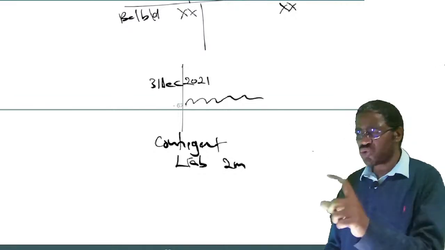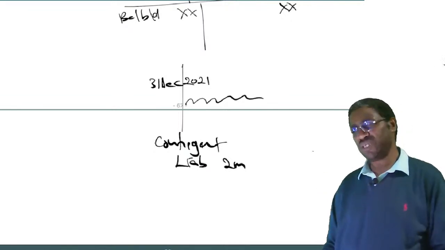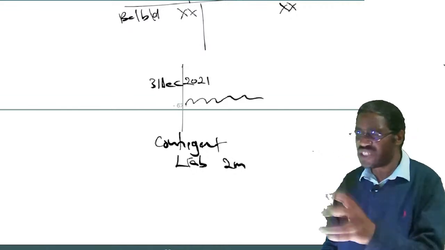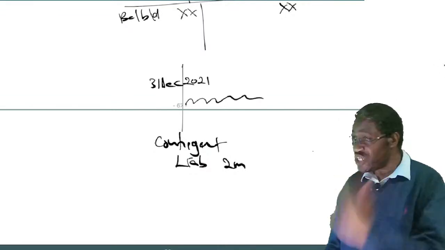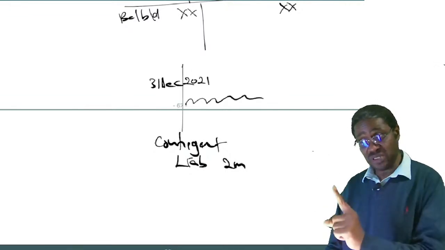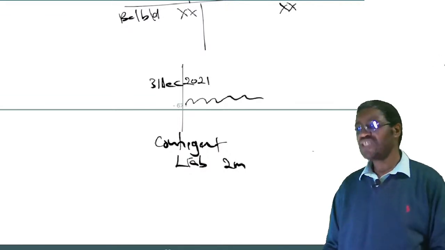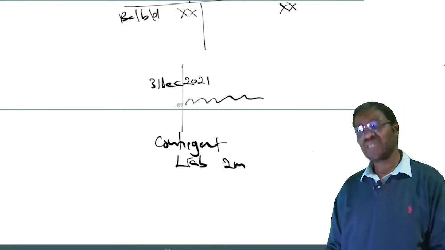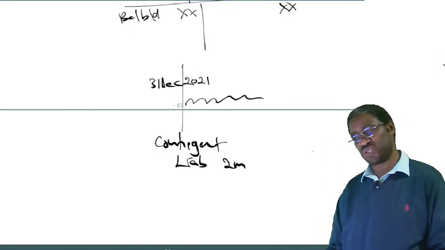So what do you do? That's the point now. What do you do when you are reconstructing this company and you realize that the company has a contingent liability? As a company or a person reconstructing the company, you are required to crystallize that liability. In other words, make it a liability officially in the books.